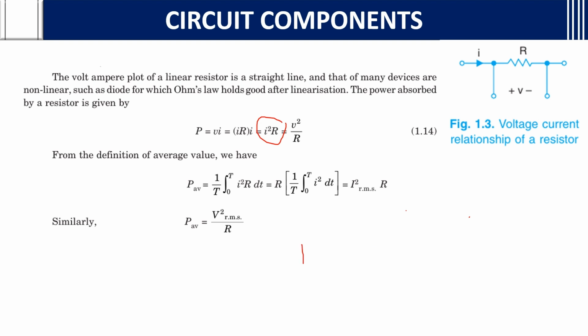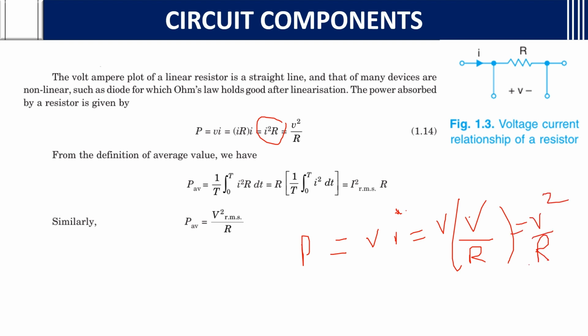In terms of V, P is equal to V into I. We know that I is V by R, so P is equal to V squared by R. This is all done using Ohm's law. Here V is nothing but IR, and here I is taken as V by R, so V squared by R.